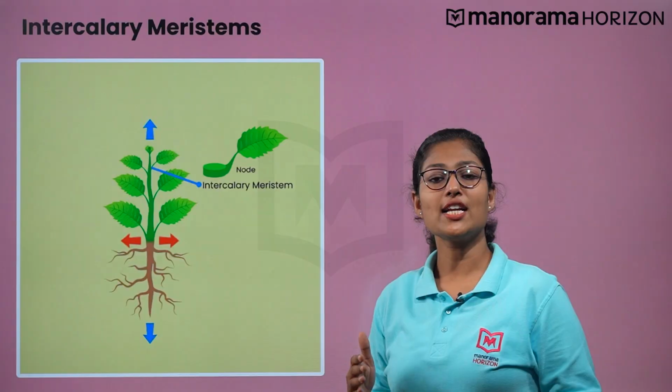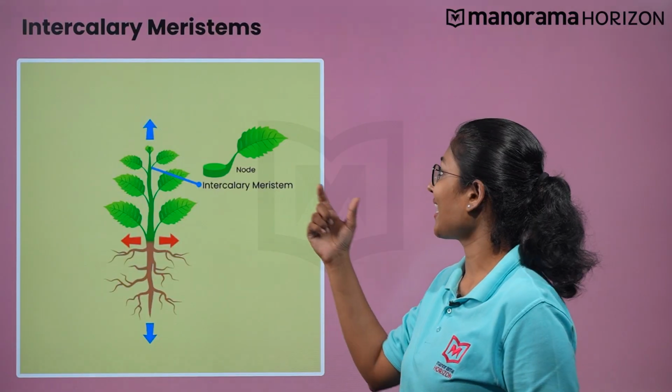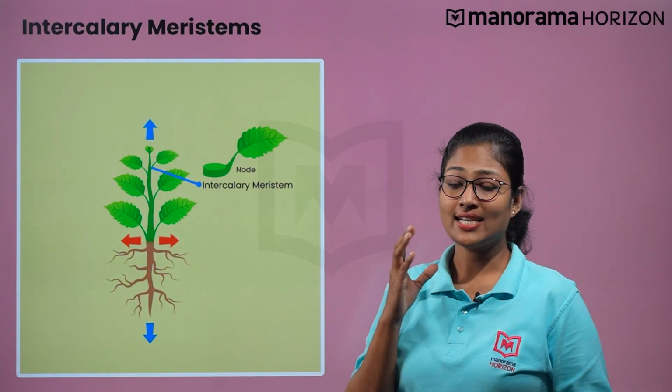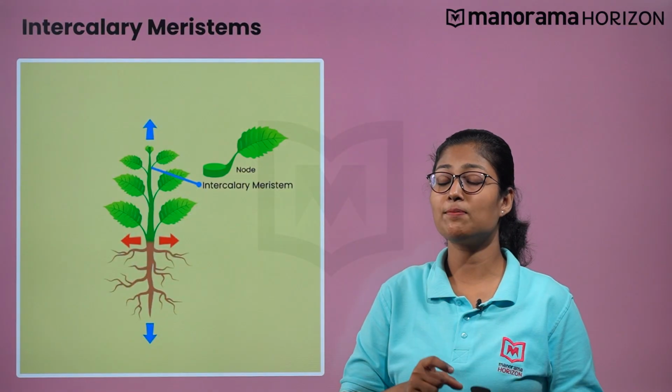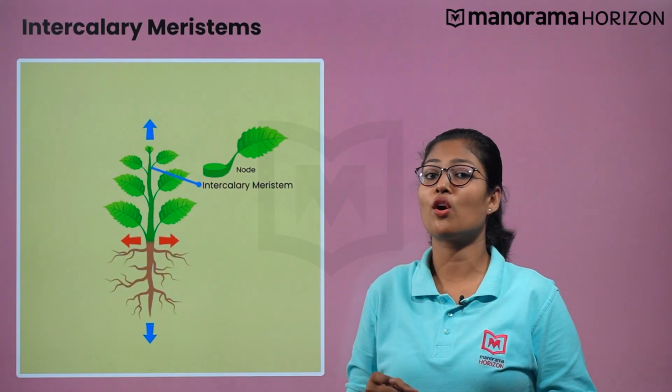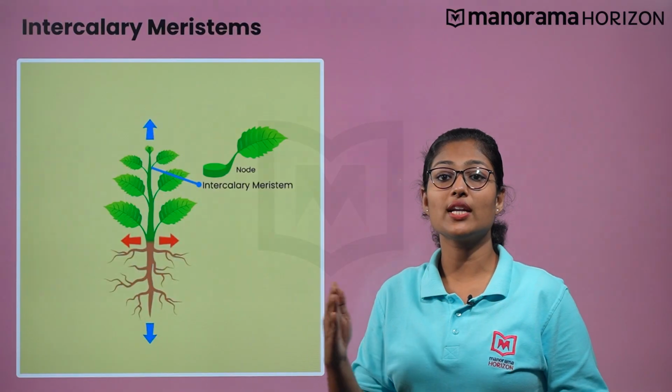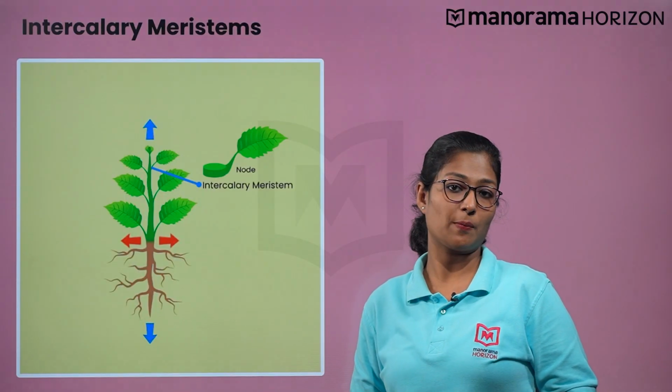The next kind of meristem is the intercalary meristem, and it is the meristem found in between the nodes and helps to increase the internodal length, and they occur in the mature area of the plant.